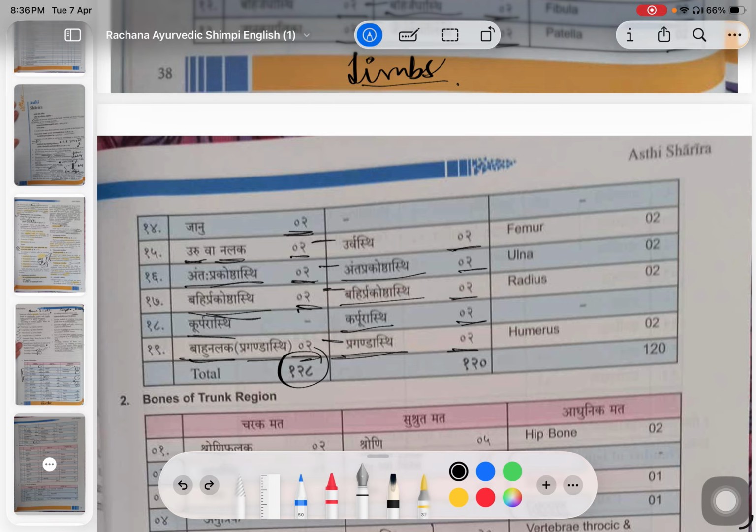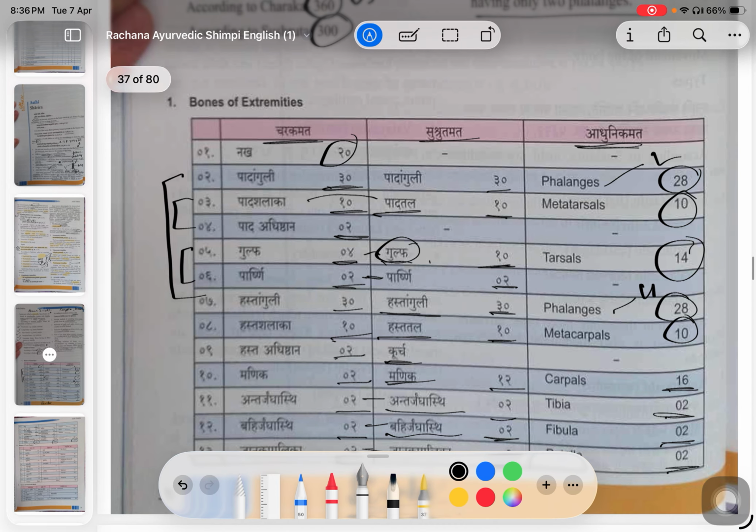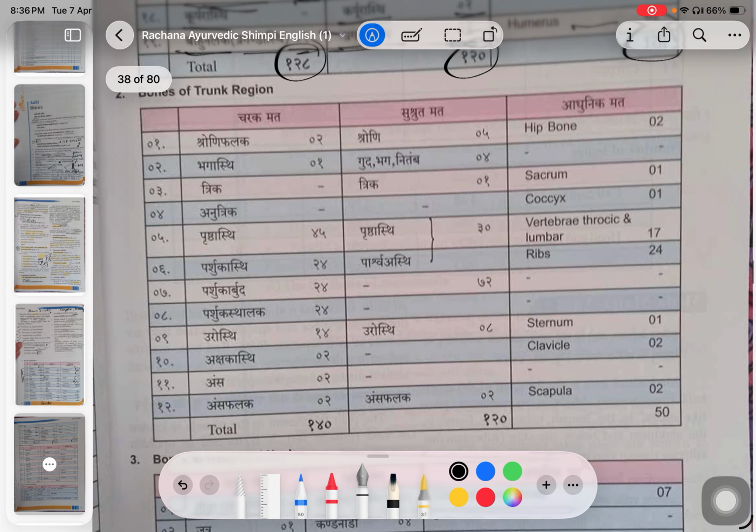Now we have femur 2, ulna 2, radius 2, humerus 2. Here there are 120, 120, and 128 in Sharat, right? So these were the bones of extremities, upper and lower limb. Now we have the table for bones of the trunk region.